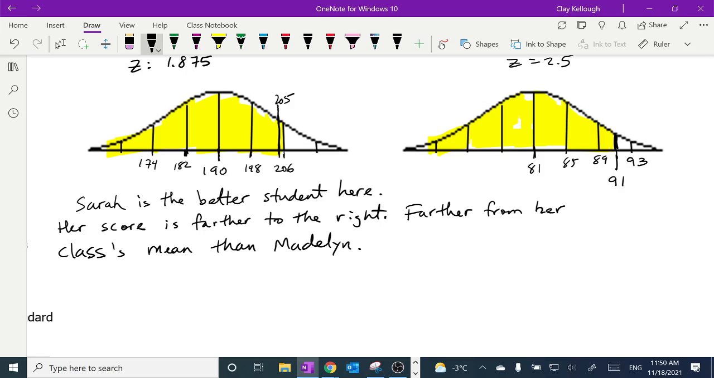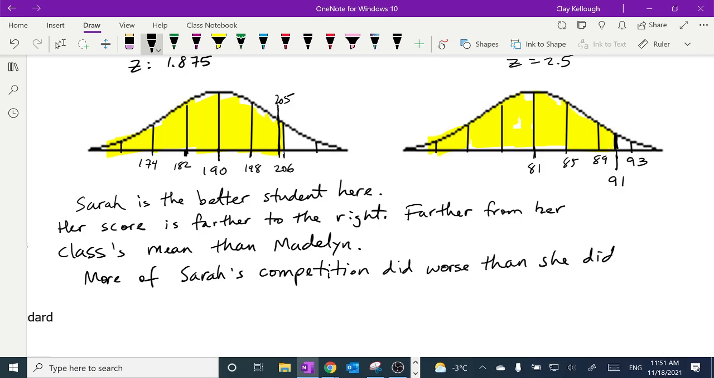And another thing you can say is more of Sarah's competition, right? Her classmates. I know it's weird to think of your classmates as your competition, but at the university level, that's very much true. More of Sarah's competition did worse than she did when compared to Madeline.